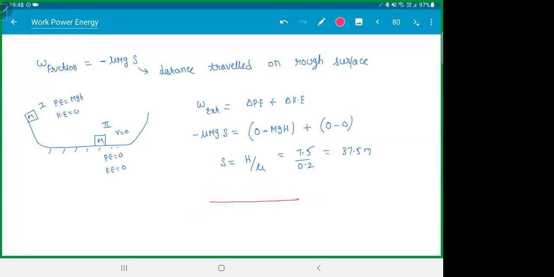So first you travel 10 meters. Then you went onto the smooth surface. Energy is not lost. You came back again 10 meters. Again you came back 10 meters. And then you traveled 7.5 and you stopped. Meaning this block's distance is 7.5 meters from B, or 2.5 meters from A.